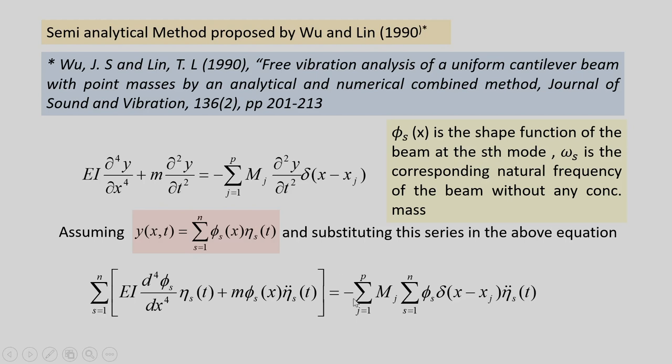Now on the right hand side it becomes a term like j equal to 1 to p, m j. Again after placing the series for y here, you get again a summation s equal to 1 to n phi s at the direct delta x minus x j, eta s double dot t. Now remember here that x j is the position of the jth mass. Because it is under the summation, as the number of masses increases, the summation terms also increase. And eta s double dot t is the acceleration term of the generalized coordinate, that is the second derivative of the generalized coordinate.